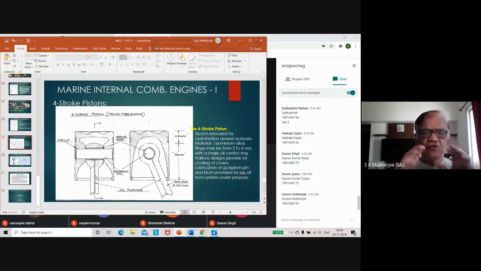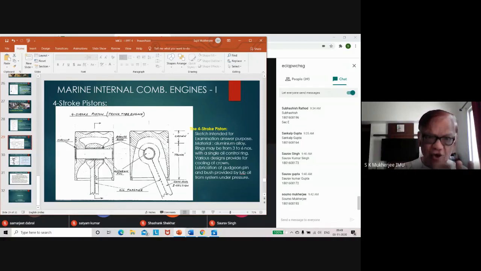Okay, so in the four-stroke engine, you have four strokes. One is the compression stroke. One is the power stroke or expansion stroke. One is the exhaust stroke, and the last one is the induction stroke. Actually, you can start with any stroke to explain, but I have started purposely with the compression stroke.